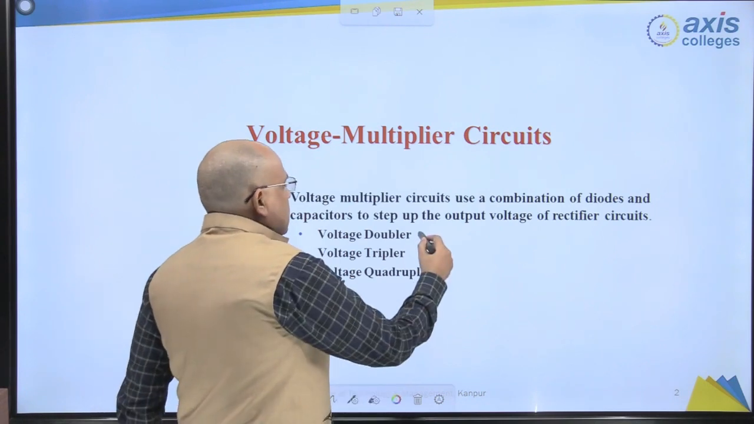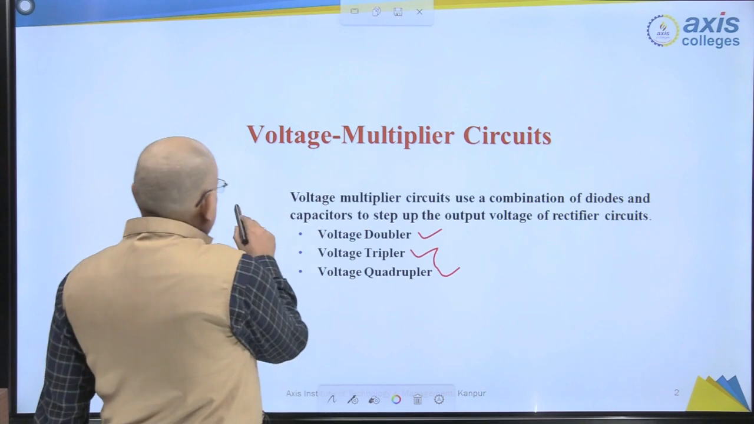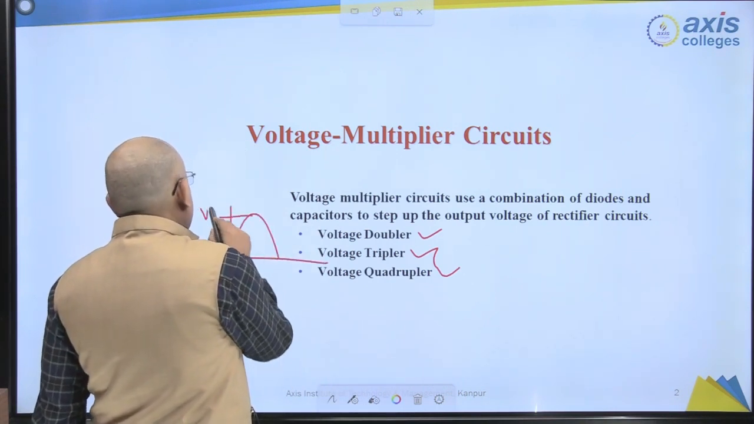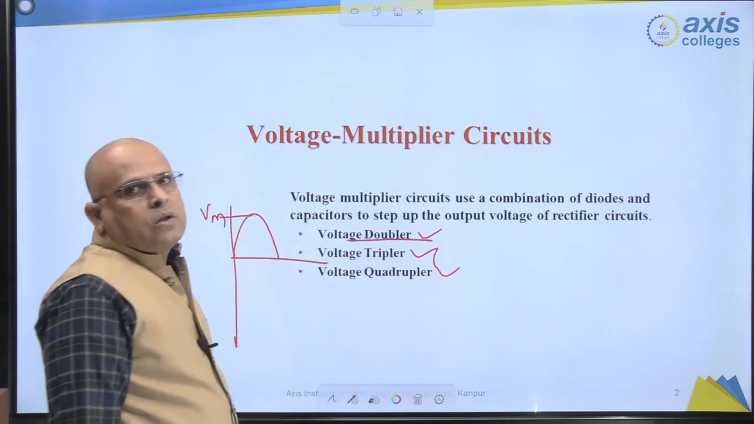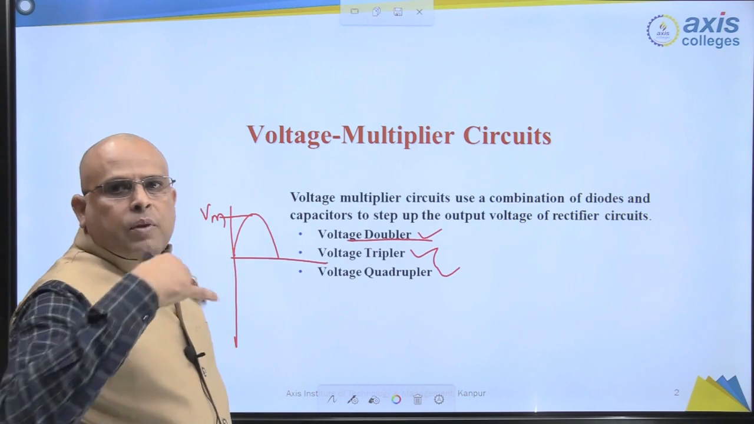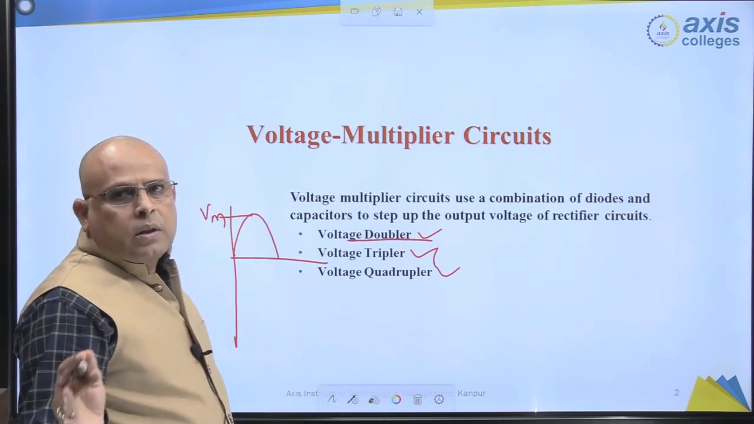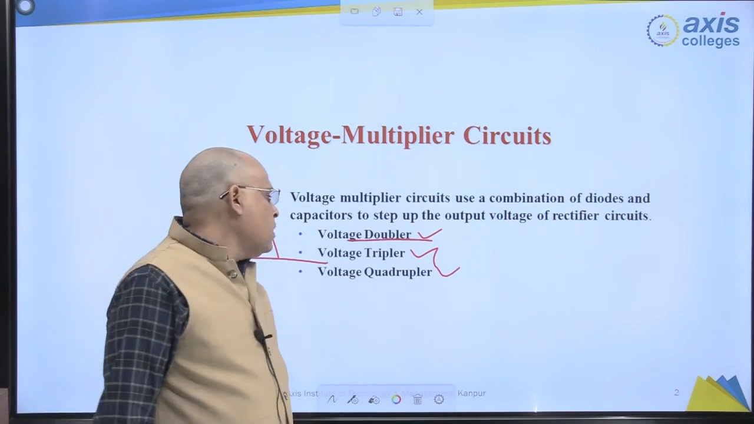So simply, voltage doubler, tripler or quadrupler: if the peak value of input voltage is Vm, and if the voltage is doubled in the output, then it is called a voltage doubler circuit. If the voltage is tripled in the output, then it is called a tripler, and if the voltage is multiplied by 4, or 4 times the input, then it is called a quadrupler.